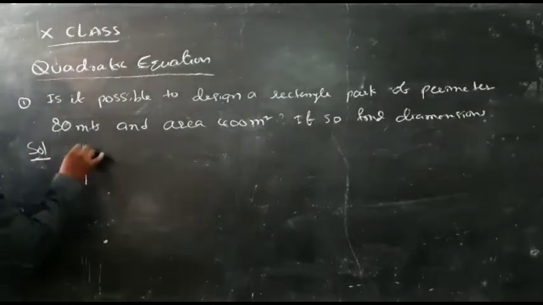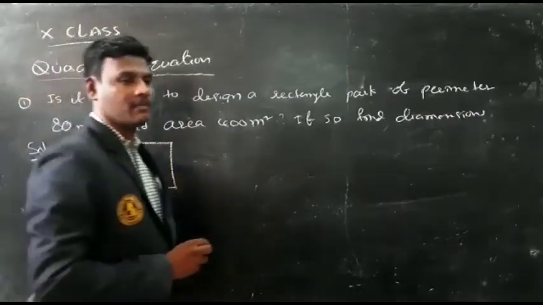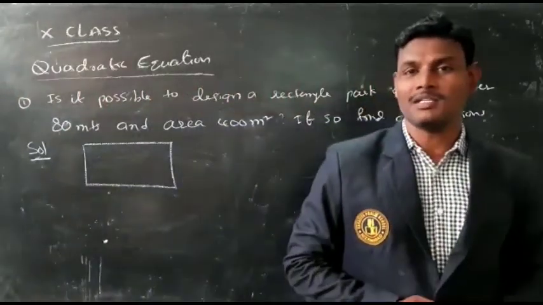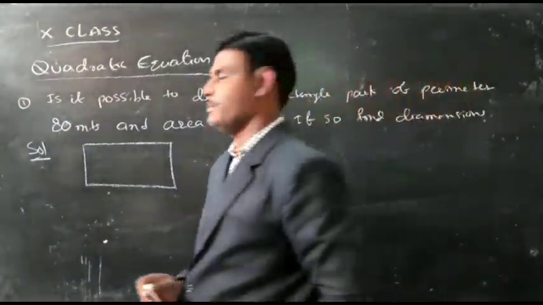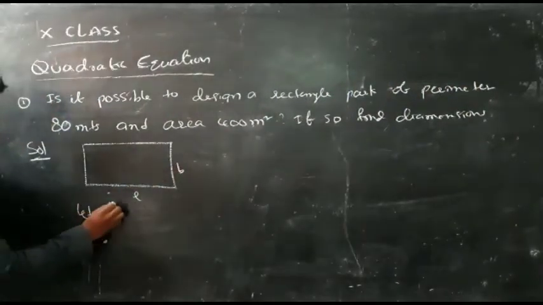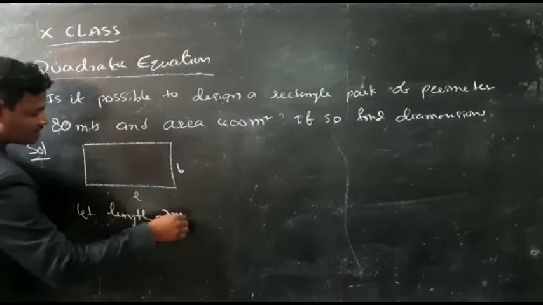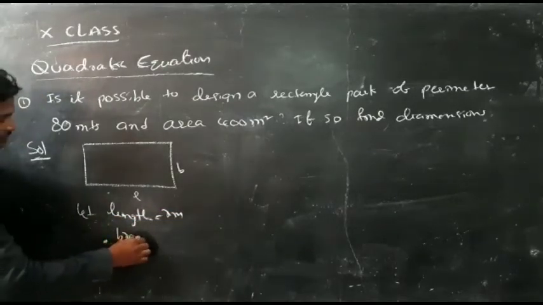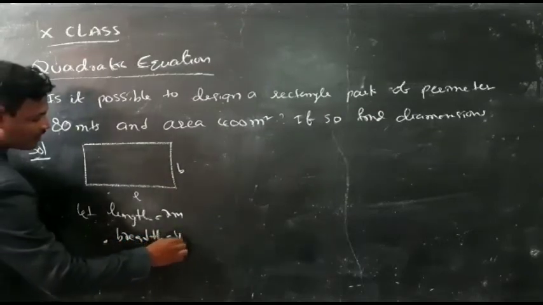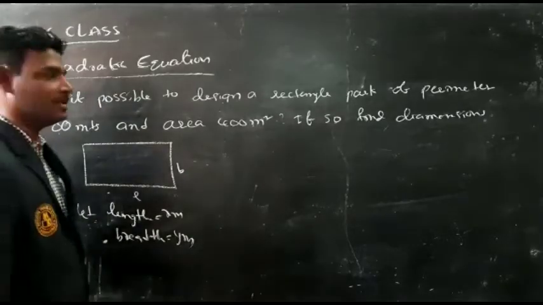Solution. The park is in the shape of a rectangle. What are the dimensions of a rectangle? Length and breadth. I am taking length as x meters and breadth as y meters.